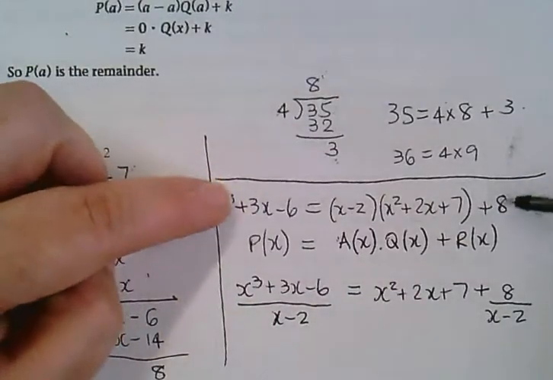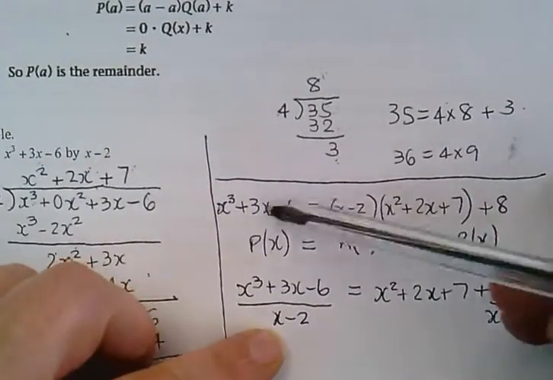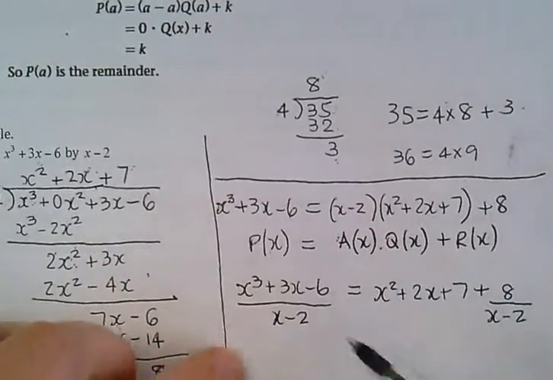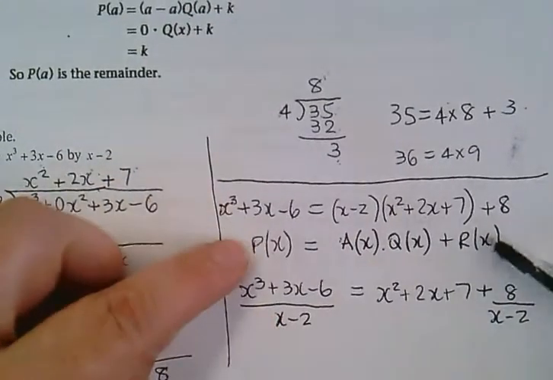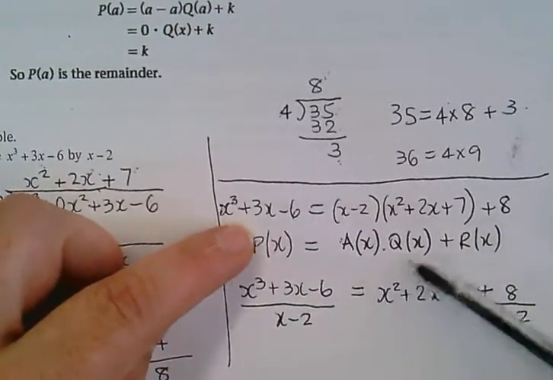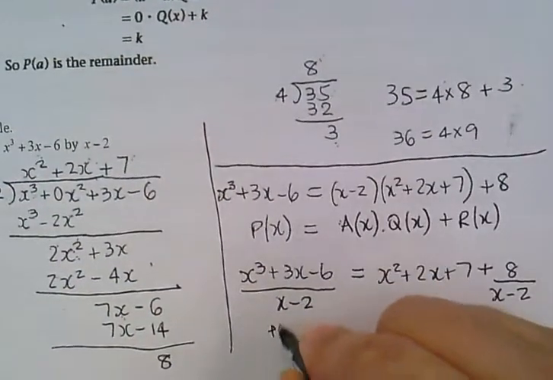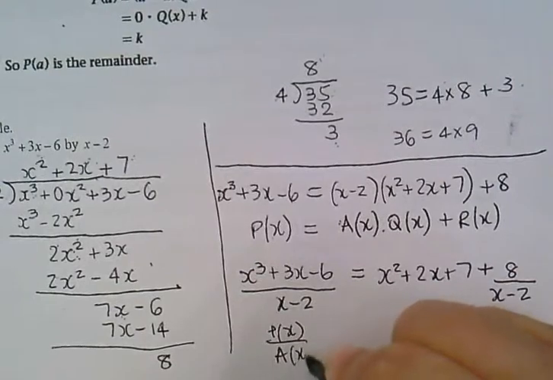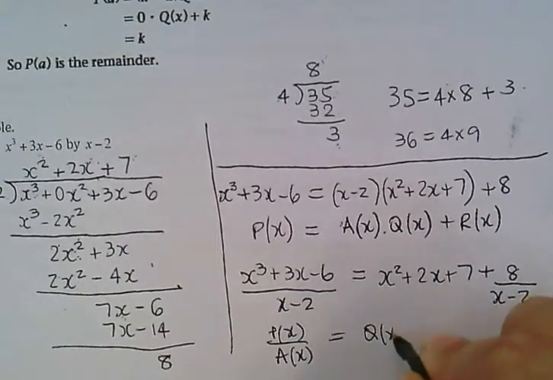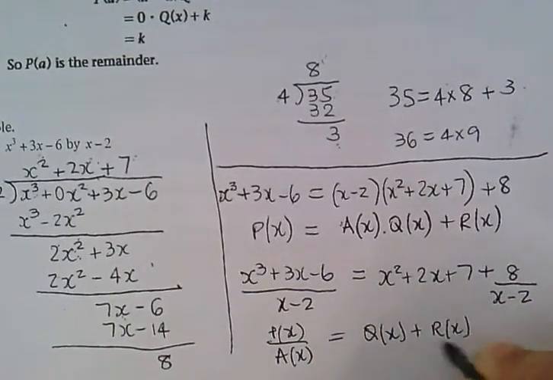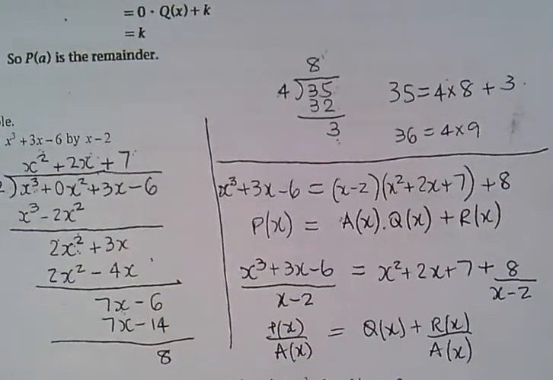That is really just the first expression dividing each term by x minus 2, or you could write this one first. We do tend to write it as the polynomial p(x) equals a(x) times q(x) plus r(x). Remember, this form is p(x) over a(x) equals the quotient plus the remainder r(x) over the divisor. Remember, we did that last lesson? So I'm just familiarizing you with that.